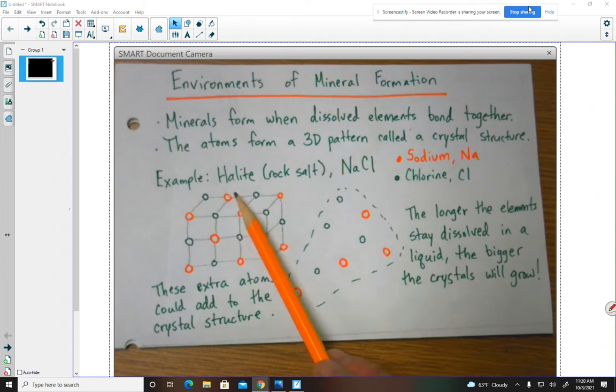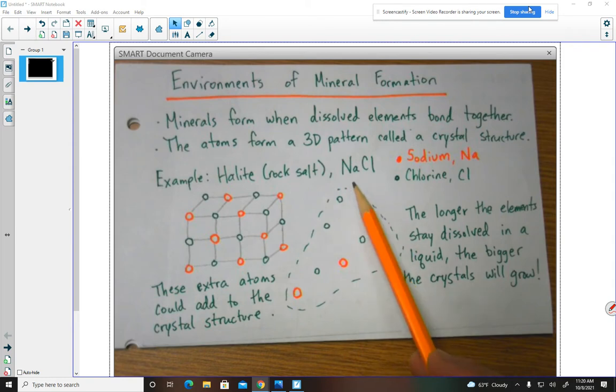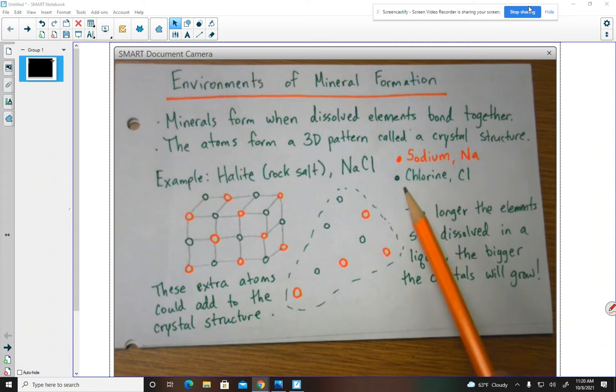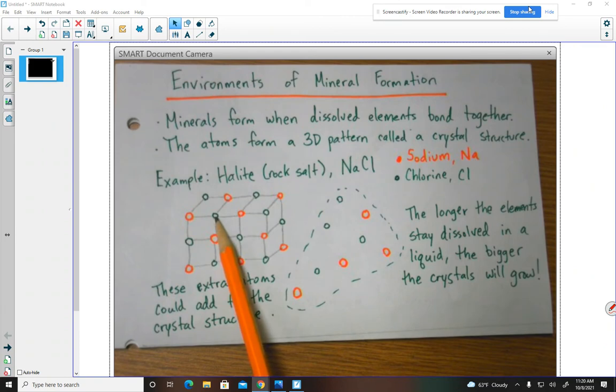For example, halite, which is also known as rock salt, has the formula NaCl, sodium chloride. One sodium atom bonds onto one chlorine atom. And in our diagram, we're going to use orange for sodium and green for chlorine. So we started yesterday. We can see that here's a sodium atom that bonded onto a chlorine, and some other atoms that were floating around in the solution said, hey, I want to be part of your crystal. So they started to join in.